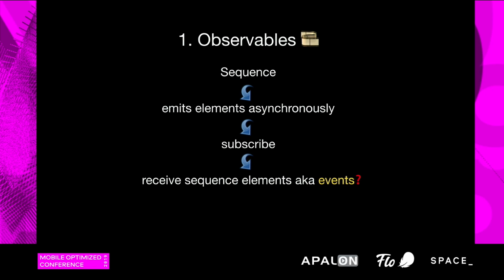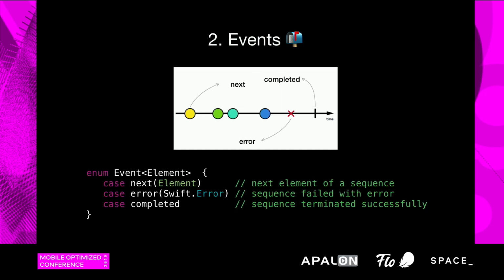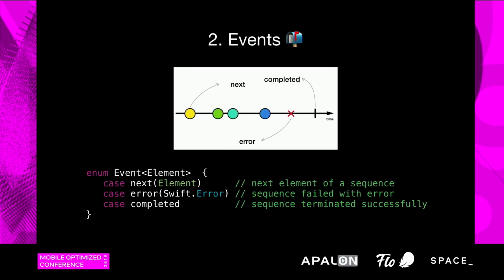But what is an event? An event is that sequence element emitted in the observable sequence. An event is basically an enumeration with three possible cases. A next case, which is the next element emitted in the sequence. An error case, which is emitted once the sequence fails with an error, and a completed case, which is emitted once the sequence is completed.